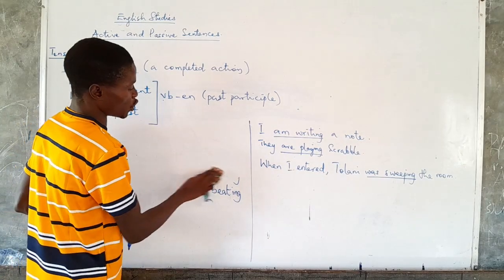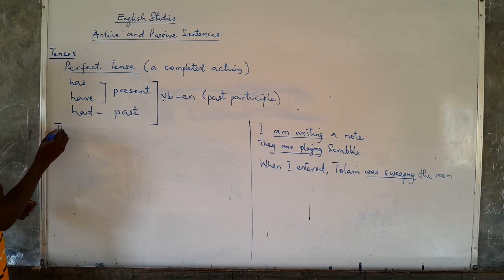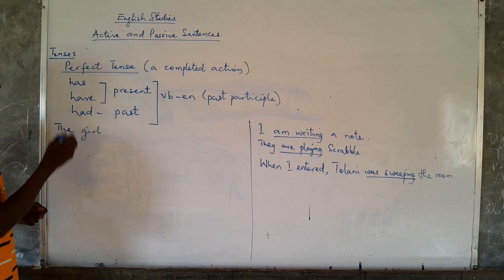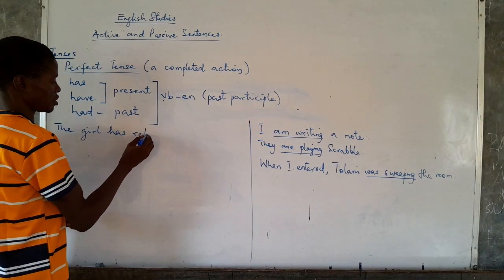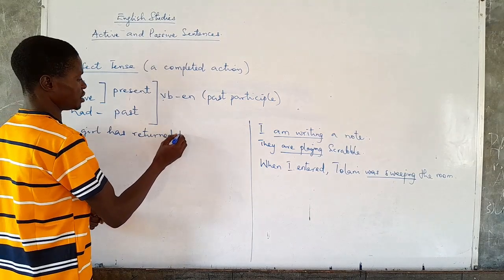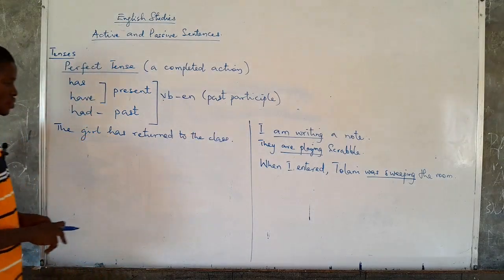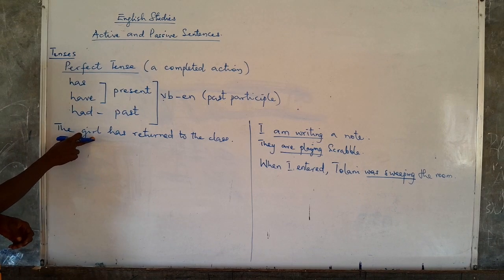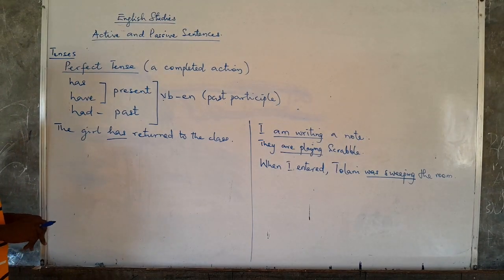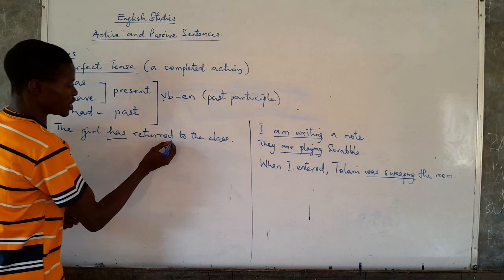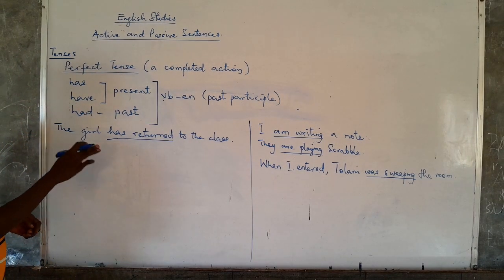Now, let's consider the following examples. The girl has returned to the class. The girl is a third person singular. That is why we use has as the third person singular present perfect tense. So the verb that will follow, the main verb, has to be a past participle, known as verb en.